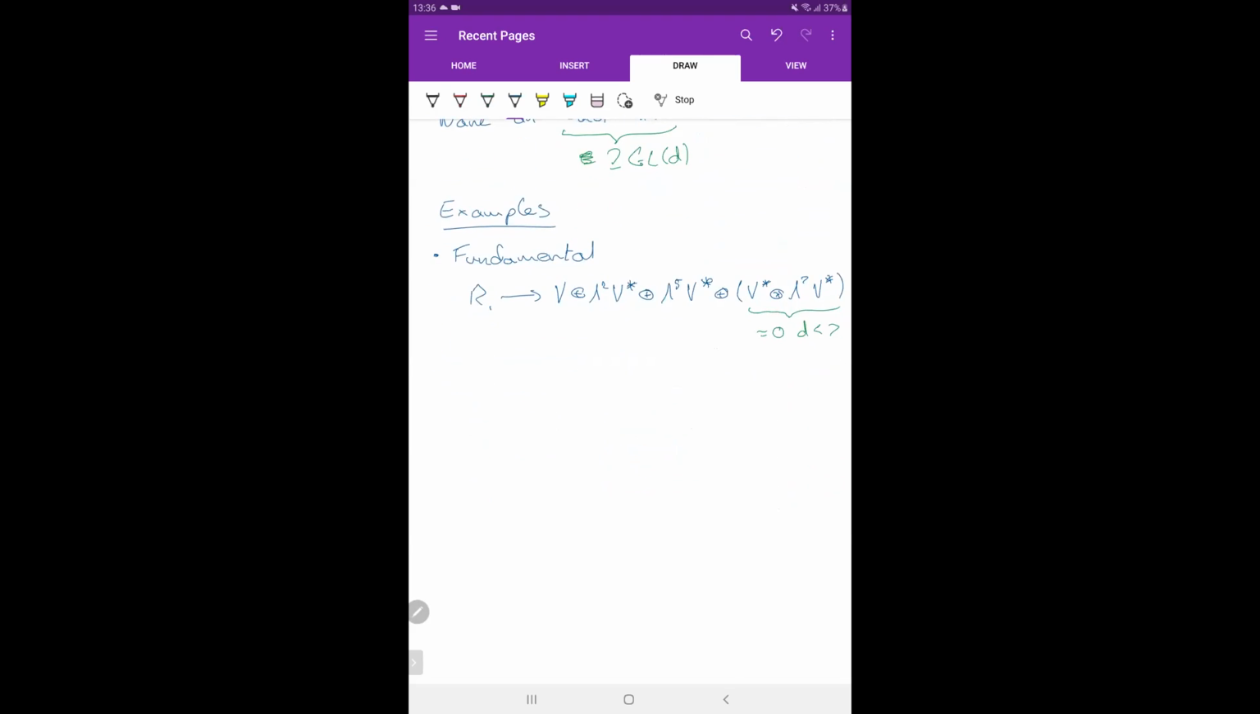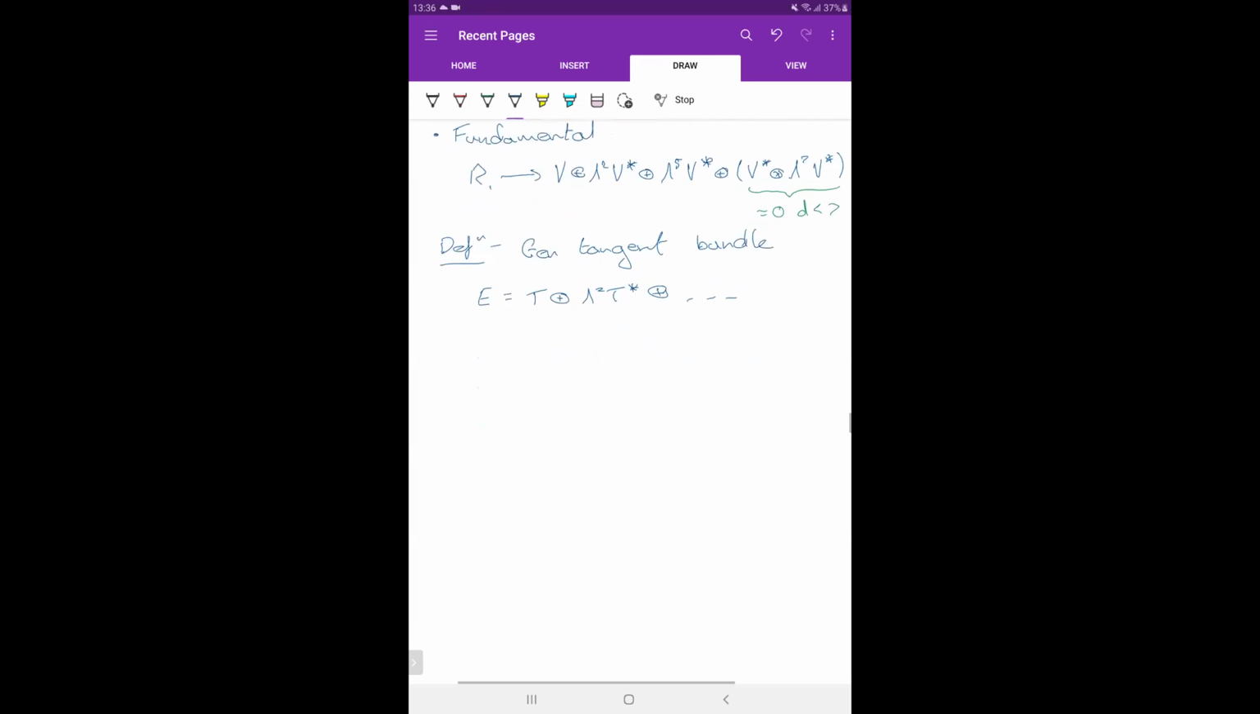So this gives us our tangent bundle. We just assign V to T. That gives us our generalized tangent bundle. The generalized tangent bundle is E equals T plus wedge 2 T star plus the rest of the stuff. And again, this is a local prescription. If you want to talk globally, we'll have to talk about twists, and I'm not going to go into that.